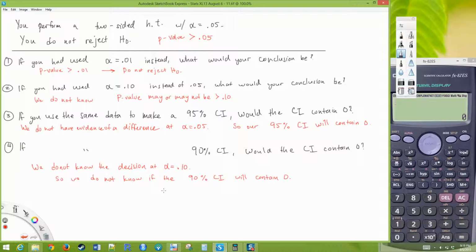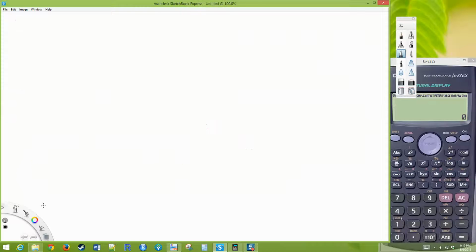There's also the notion of statistical significance versus practical importance. So statistical significance, this is rejecting the null or not rejecting the null based on the p-value, okay?